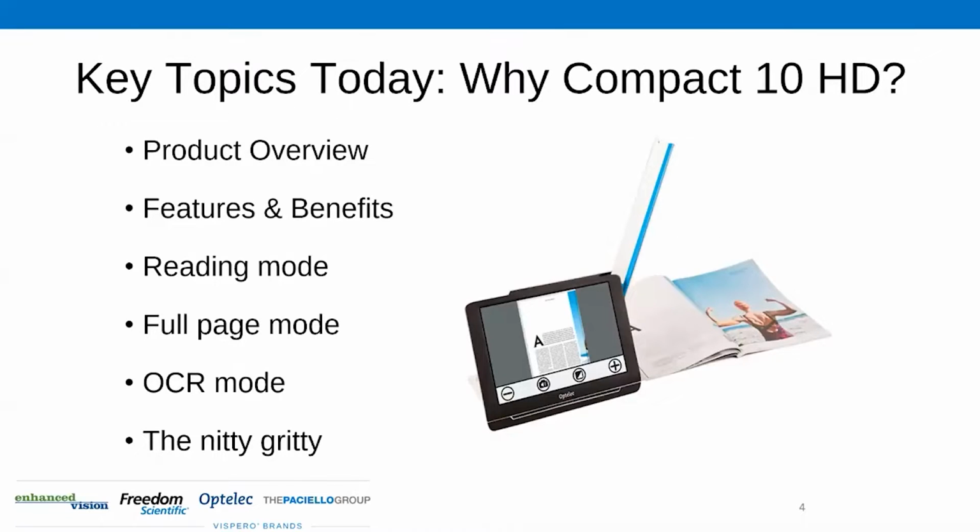So today we're going to cover a couple key topics about the Compact 10 HD by Optelec. So why the Compact 10 HD, for example. We'll do a product overview. We'll cover some features and benefits. We'll go over the reading mode, the full page mode, the OCR mode, which stands for optical character recognition. And then last but not least, we're going to get down to the nitty-gritty with the product. We will do a live demo, so sit tight. We'll go through some slides first, and then you'll see it live in action.